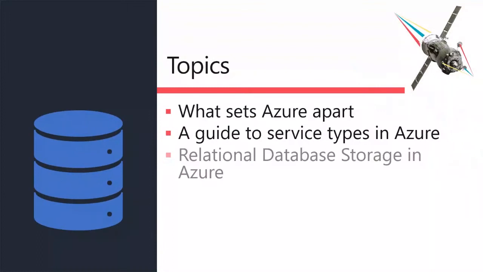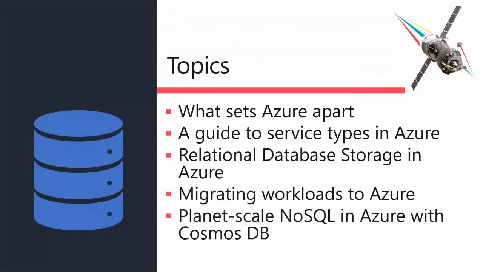We'll start with an introduction to Azure, followed by an explanation of the service types available, such as IaaS, PaaS, and SaaS. Then we'll look into relational databases, specifically SQL in Azure, and what deployment and purchasing models are available. Next, we'll look at assessing, preparing, and migrating database workloads to Azure using DMA, the Data Migration Assistant, and DMS, the Data Migration Service, and how Azure Migrate unifies the migration experience. Finally, we'll go into NoSQL in Azure with Cosmos DB.